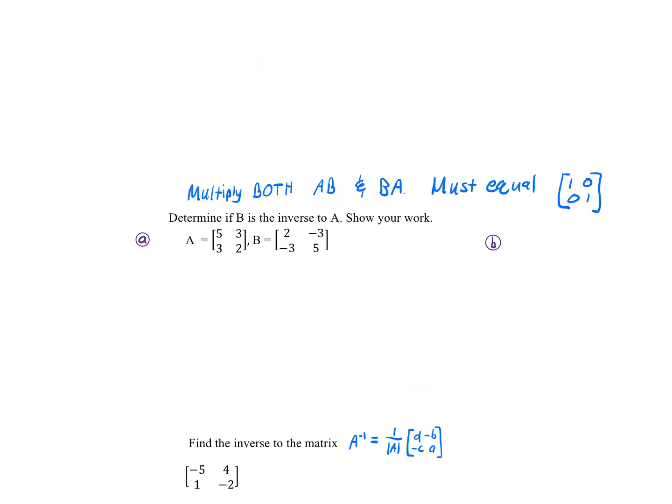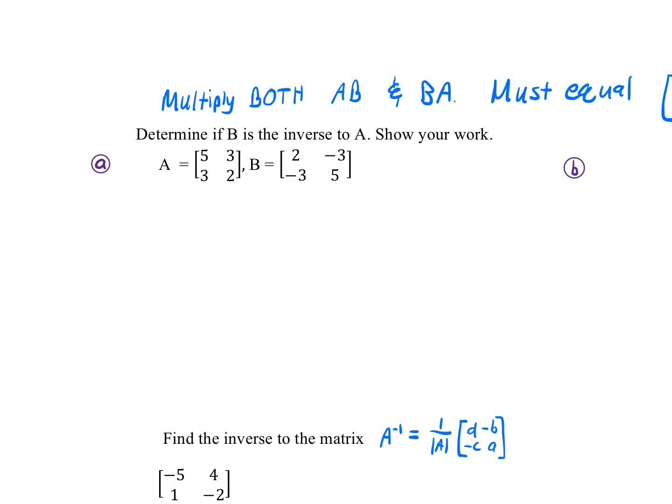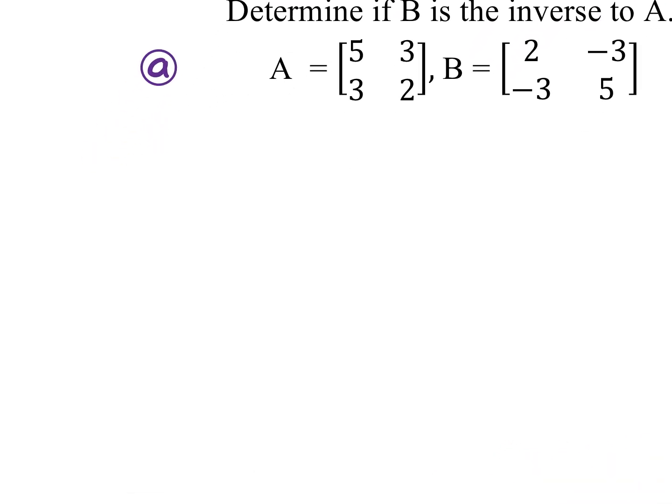All right, now finding the inverse, or not finding the inverse, determining if 2 matrices are inverses, you have to multiply A and B times A, right? Again, matrices are not commutative with multiplication, so you need to show both ways. But otherwise, we just repeat the process. So let's do A times B.